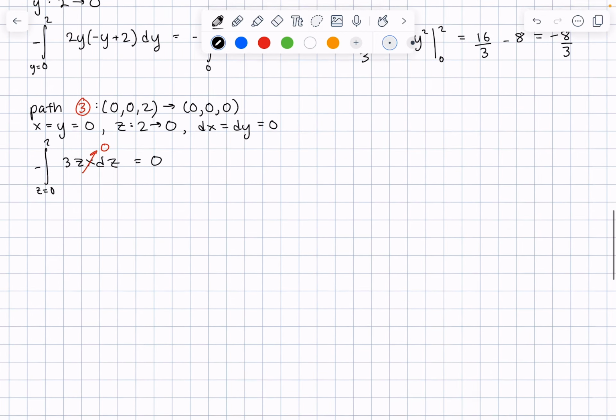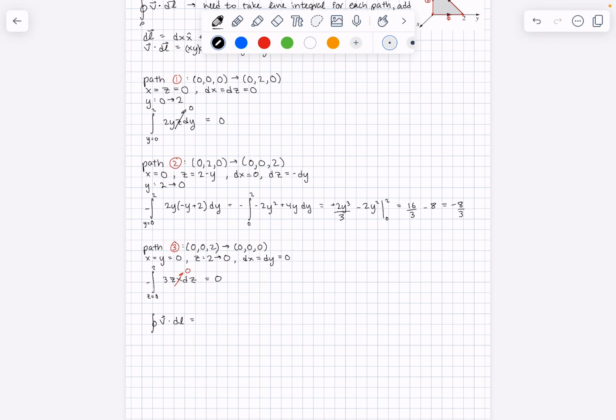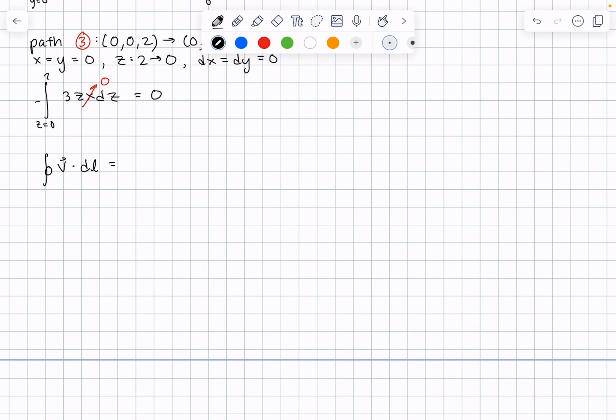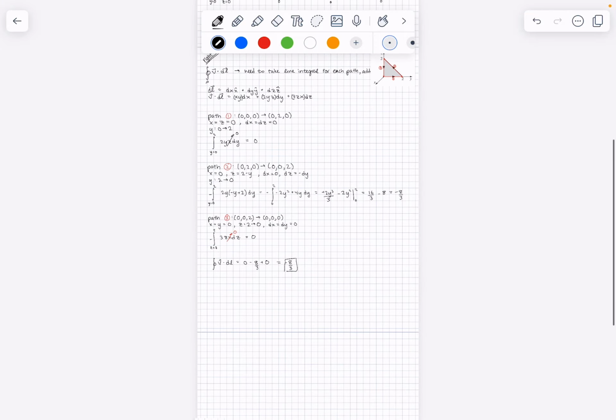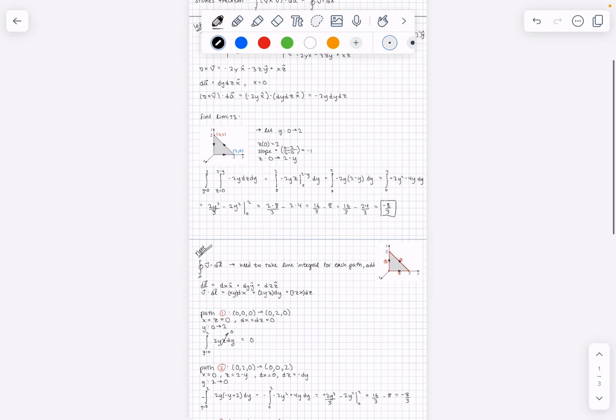So then that means that our closed line integral of our v dot dl is going to be equal to each of these path integrals added up. So that'll give us 0 minus 8 over 3 plus 0, which just equals negative 8 over 3. And that is the same answer we got when we used the left-hand side of the equation.